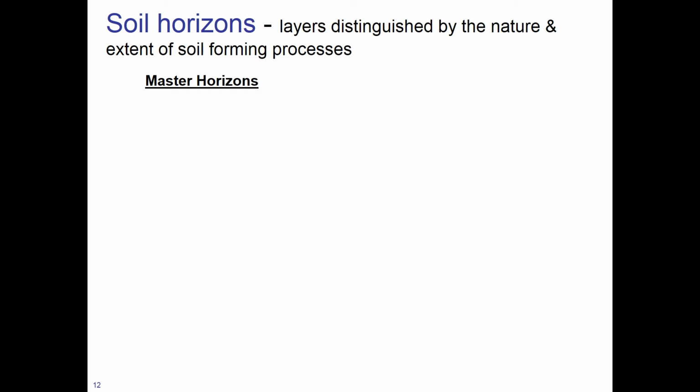Mentioning Bw and E horizons in the last slide brings us to the topic of soil horizons. Soil horizons amount to inferences we make about soil genesis. I've defined them as layers distinguished by the nature and extent of soil forming processes. This is a very abbreviated summary of master soil horizons.